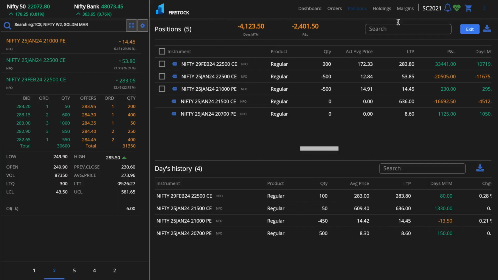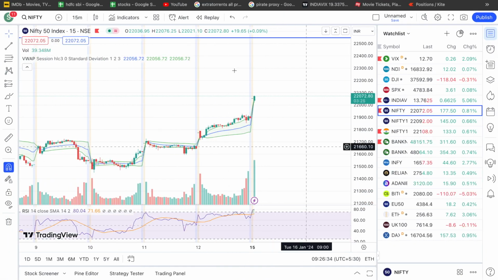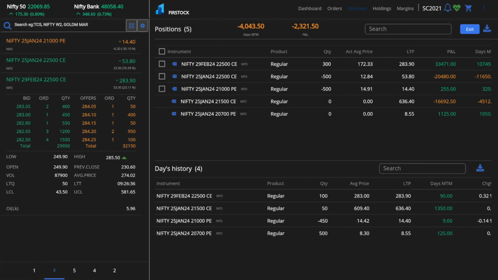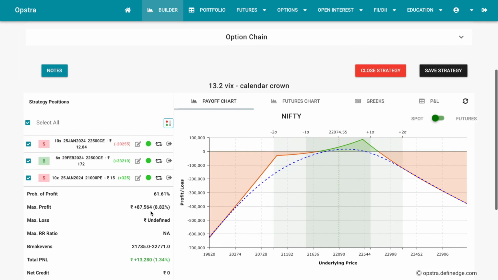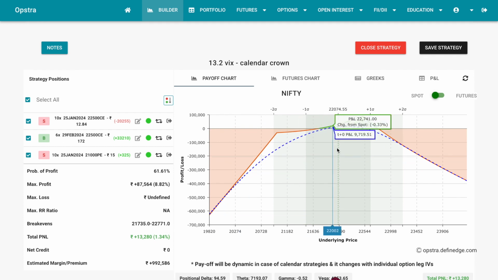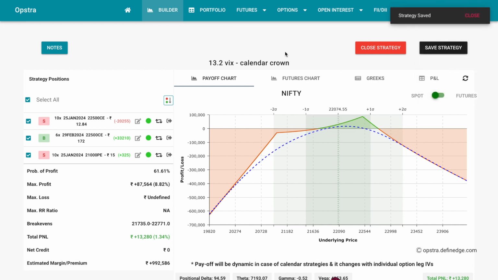Yeah, we haven't taken much of a risk. What are the margins? 36,000. So this is fine. So we have adjusted the strategy for the bullish angle, and our upper break even has gone to 22,771. So that is great. And the peak is around 83. We'll let you know about further adjustments in future.